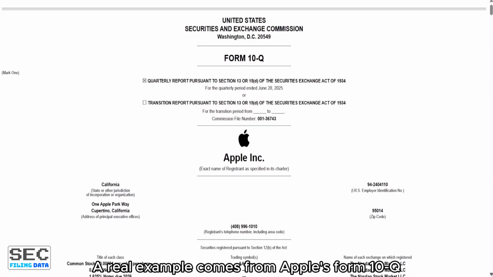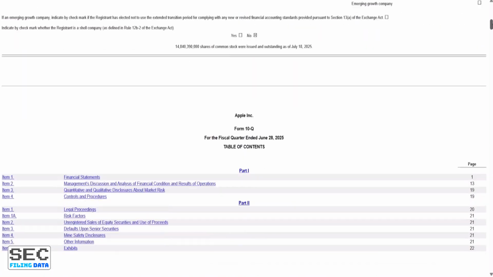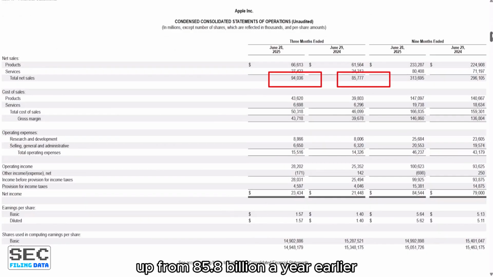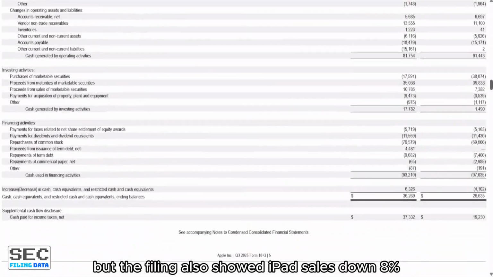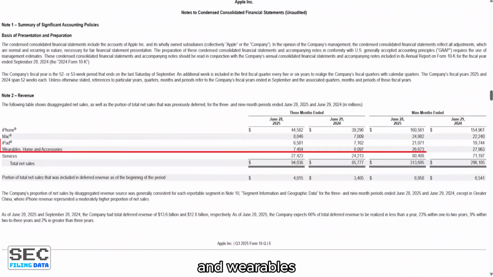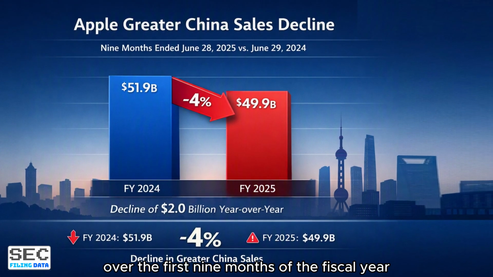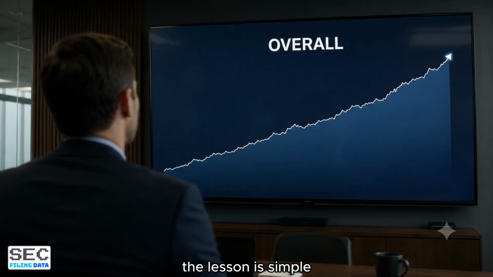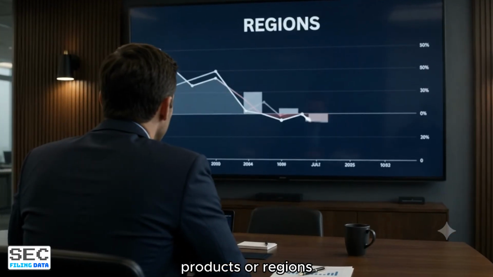A real example comes from Apple's Form 10-Q for the quarter ended June 28, 2025. Apple reported quarterly net sales of about $94.0 billion, up from $85.8 billion a year earlier. That looks strong. But the filing also showed iPad sales down 8%, and wearables, home and accessories, down 9% for the quarter. Over the first 9 months of the fiscal year, Greater China sales were down 4%. The lesson is simple. Headline growth can hide weakness inside individual products or regions.